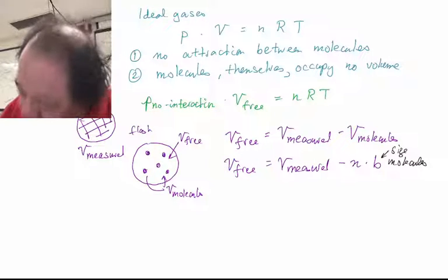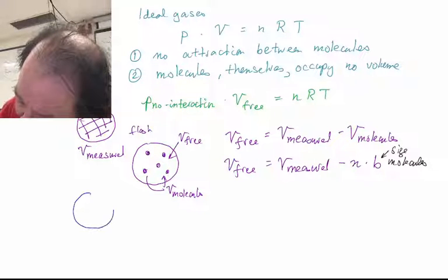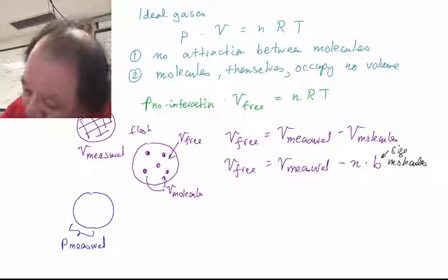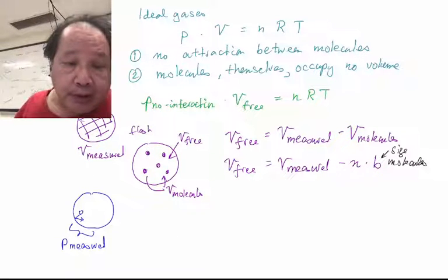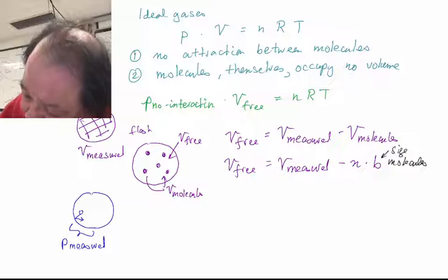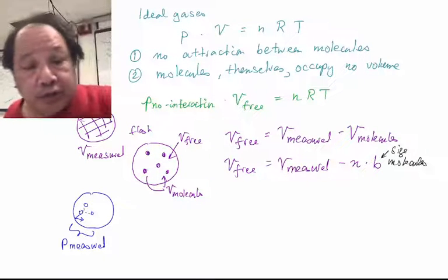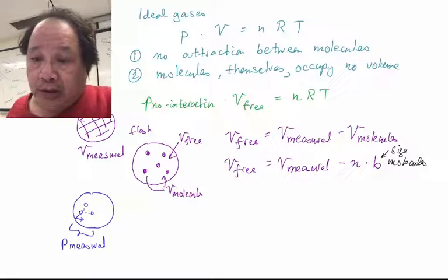Now let's turn to pressure. So here's the flask again, and we measure a pressure outside, P measured, and P measured is caused by molecules hitting the outside, but these molecules themselves feel an attraction to molecules nearby, so they're hitting the outside wall less hard.